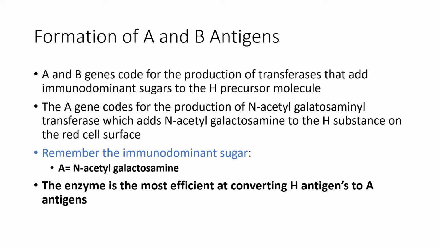The A and B genes code for the production of transferases that add the immunodominant sugar to the H precursor molecule. The A gene codes for the production of N-acetyl galactosamine transferase, which adds N-acetyl galactosamine to the H substance on the red blood cell surface, creating an A antigen. The enzyme is the most efficient at converting H antigens to A antigens, so people with an A gene have fewer H antigens than those with a B gene.